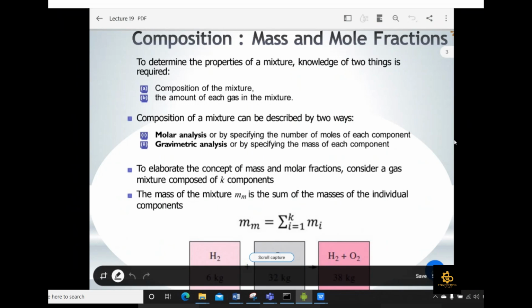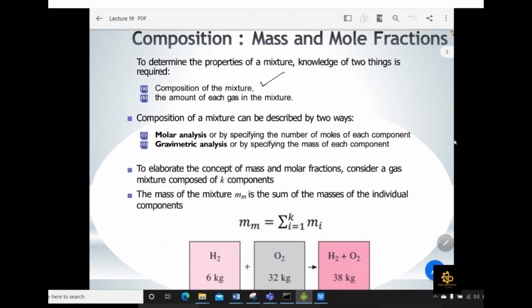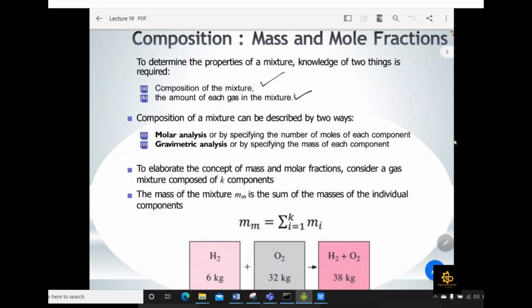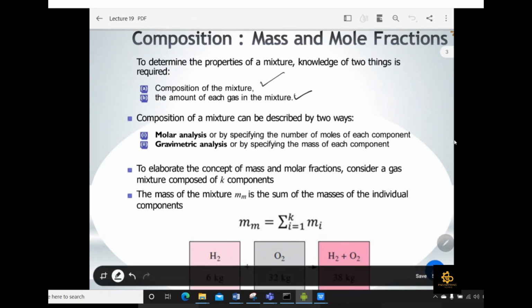Okay, so to determine the properties of a mixture, knowledge of two things is required. First, the composition of the mixture. Definitely, whenever we have to find out mass fraction and mole fraction, we have to know the composition of that mixture, that is, what types of substances make up that mixture. Second, the amount of each gas in the mixture.